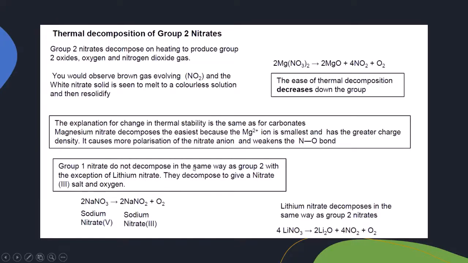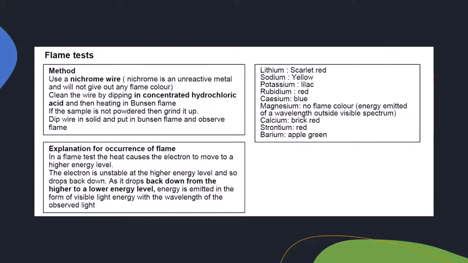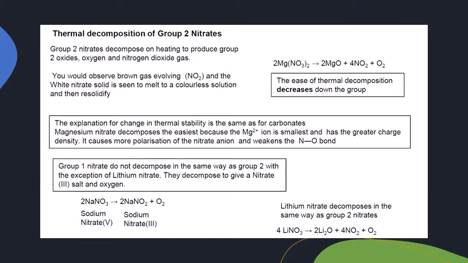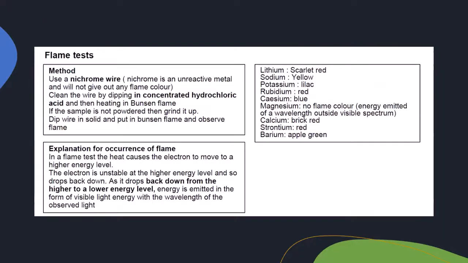And the reason is the same. Why does the thermal stability increase? Because as we go down the group, the size is larger, so they don't cause too much distortion.